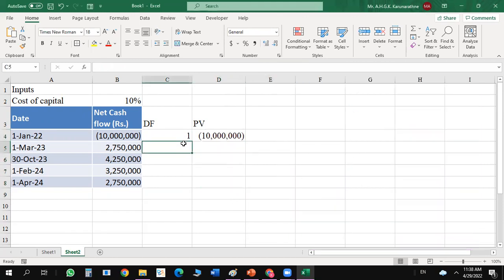Okay, then when it comes to this 275,000, how do we compute the discount factor? Again, discount factor is equal to 1 divided by 1 plus R, close the bracket, to the power, then to the power here.